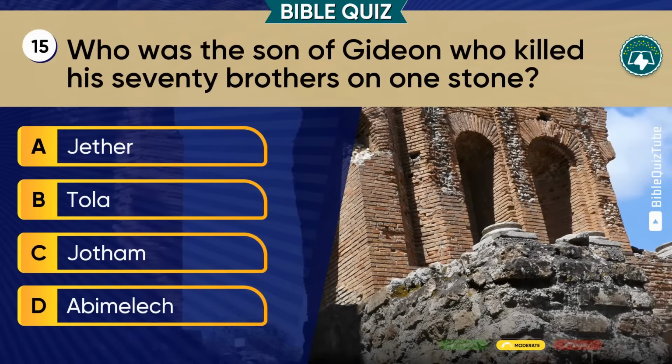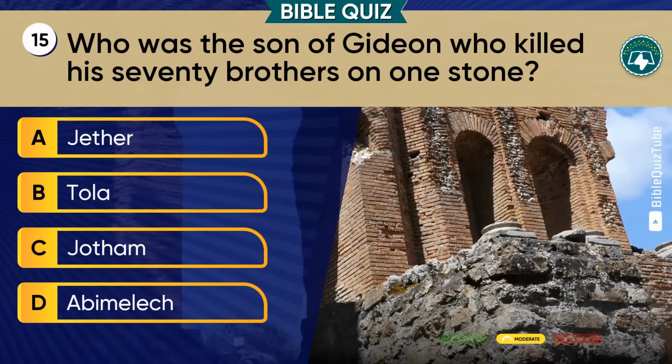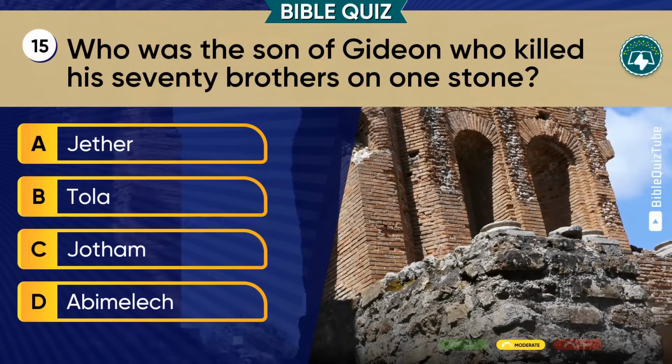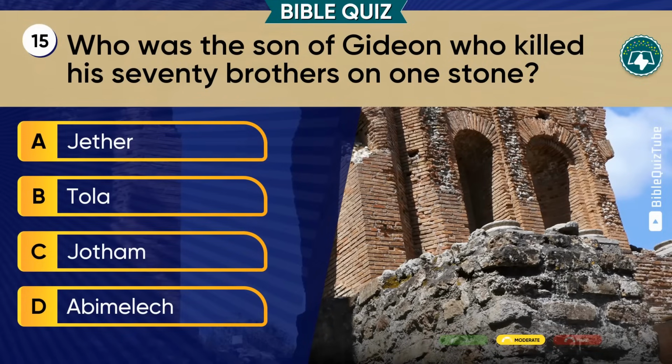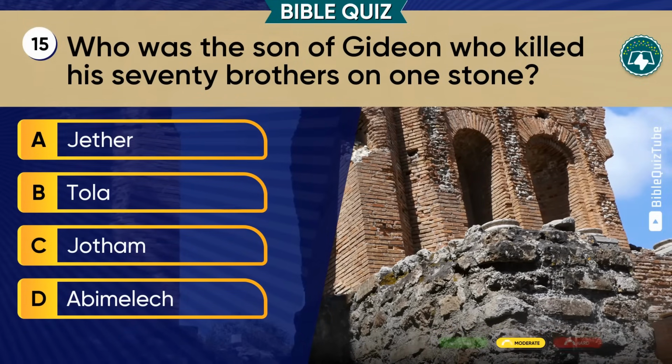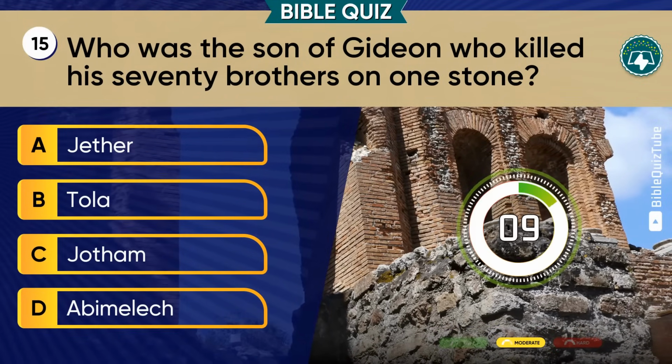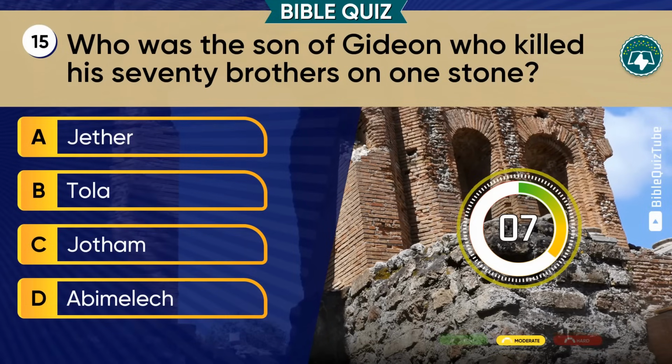Question 15. Who was the son of Gideon who killed his 70 brothers on one stone? A. Jether. B. Tola. C. Jotham. D. Abimelech.